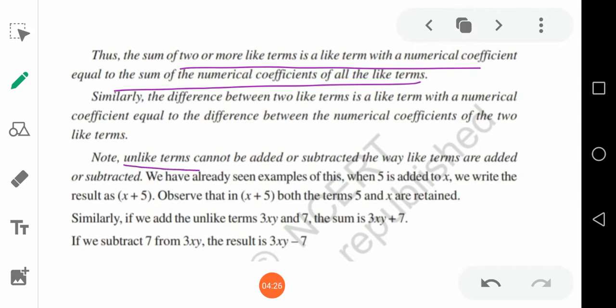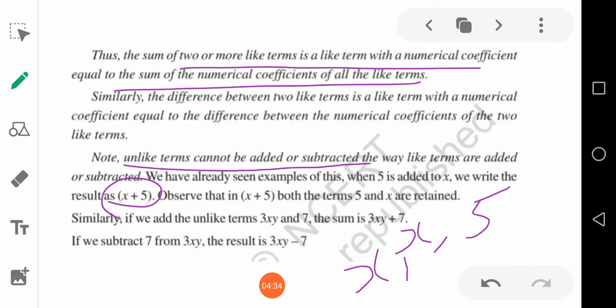Now, in the case of unlike terms, we cannot add. If it is x and 5, are they like or unlike? They are unlike. So, how will you add it? You will just write it as x plus 5, nothing else. We cannot simplify it further, right? That is it. The answer is x plus 5. If it is 3xy minus 7, it is 3xy minus 7 only. You cannot simplify more. So, this is how you have to remember: like terms only can be added or subtracted. Unlike terms, you cannot do anything. Okay.